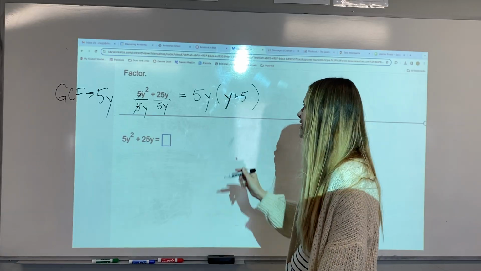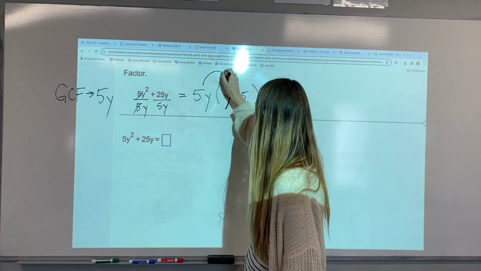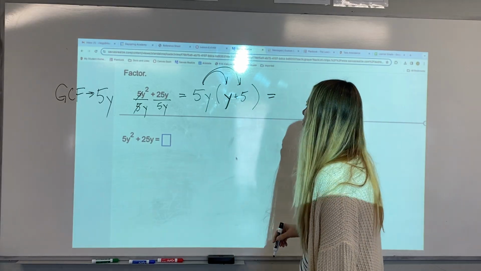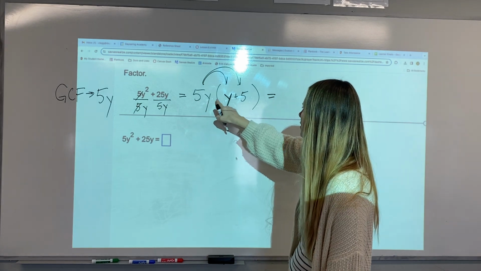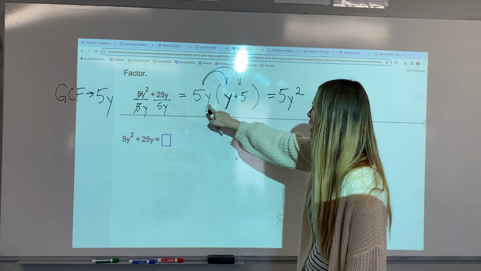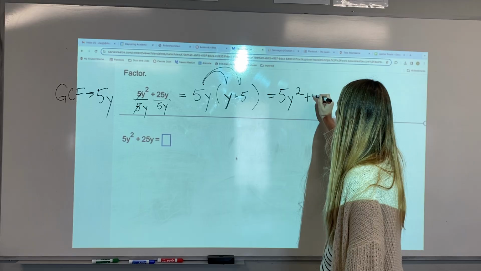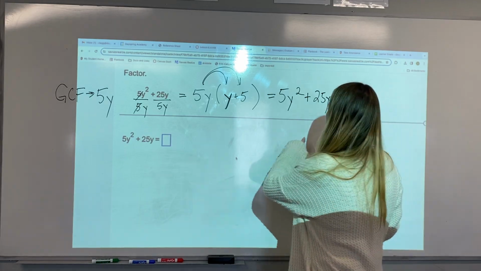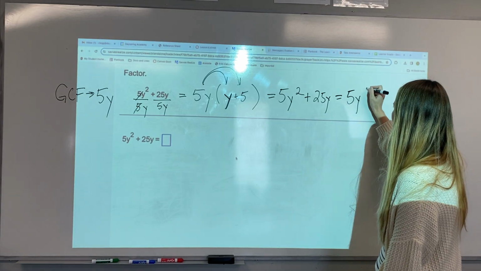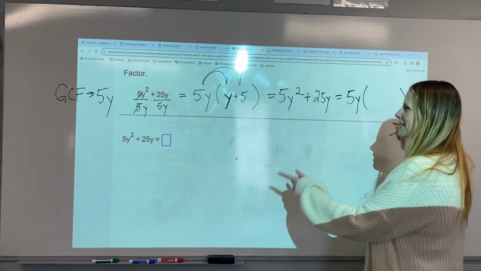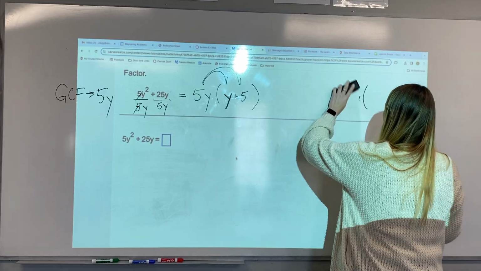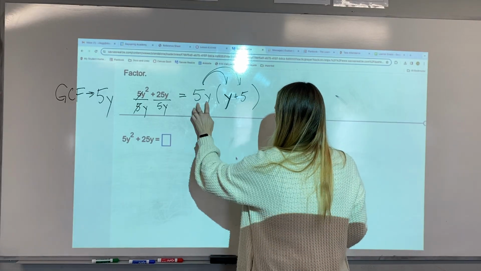Do you want me to prove that this is the same as this? Watch. If I actually multiply the GCF times this, which is what it's saying to do, I'll end up with that. 5y times y is 5y squared. 5y times 5 is 25y. And that's the same as what we started with. And I could factor it out again, and then distribute and go back and forth. But why would we do that? All we really needed to do was factor out our GCF and divide.